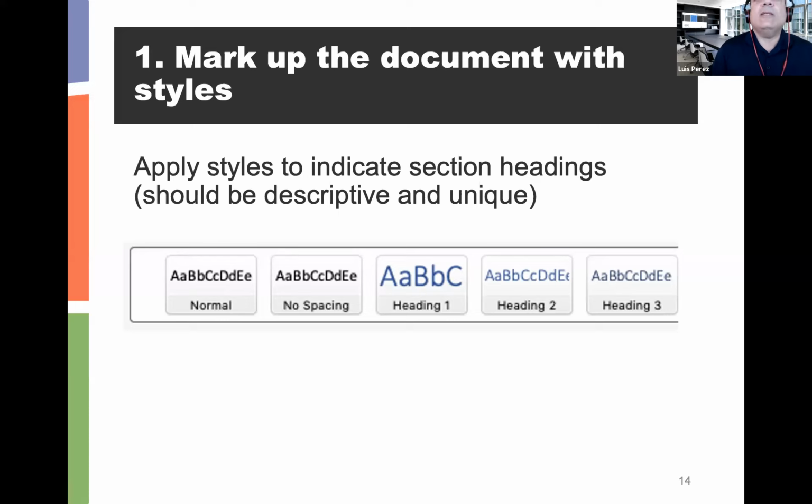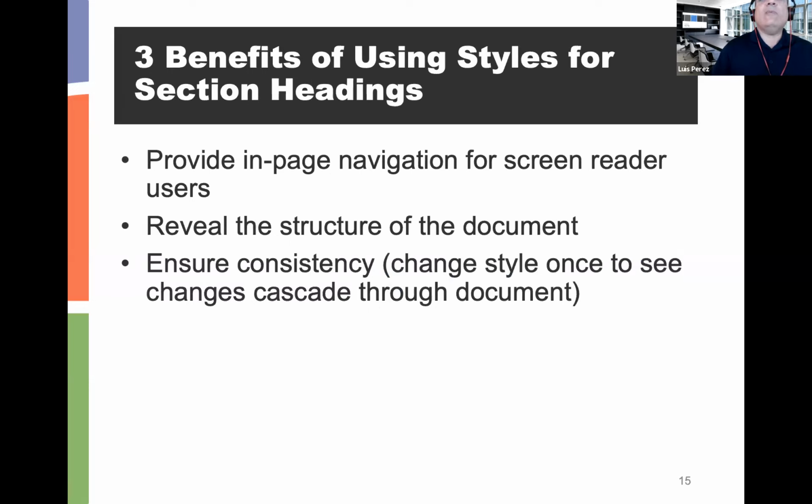So what we want to do is select some descriptive text for the section heading, and then go up to the toolbar and choose one of the styles, like heading 1, heading 2, heading 3, and so on. There are several benefits to doing that. One, as I said a second ago, that provides in-page navigation for someone who's using a screen reader. As a screen reader user, which I am myself, I can press a keyboard shortcut and bring up a list of all of the headings on the page. And then I can choose where I want to start reading from that point on based on the headings.